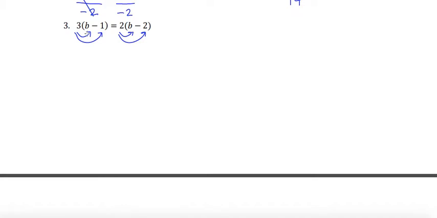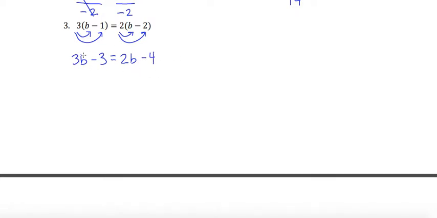So I'm showing that I'm applying the distributive property. This time I'm doing it on both sides of my equation to eliminate those brackets. So 3 times b gives us 3b, and 3 times negative 1 gives me negative 3. On the right-hand side, 2 times b gives us 2b, and 2 times negative 2 gives us negative 4.